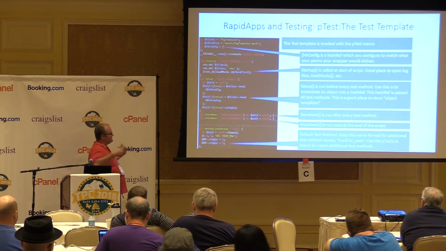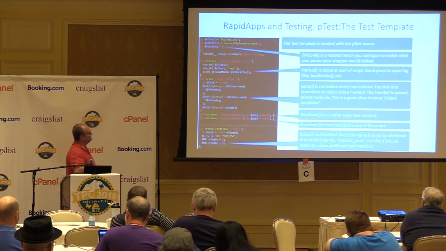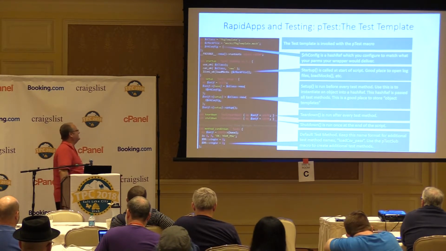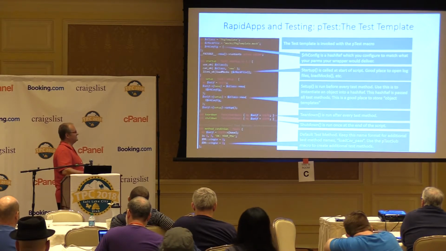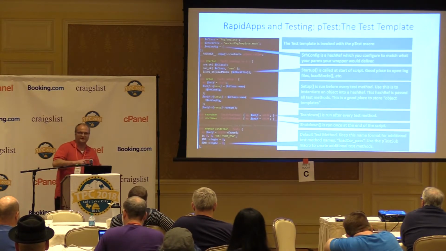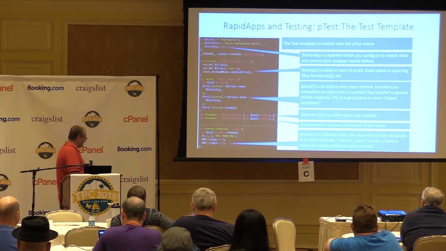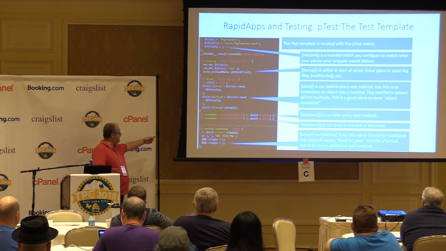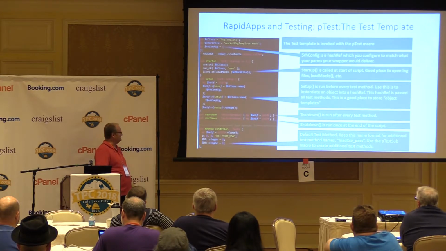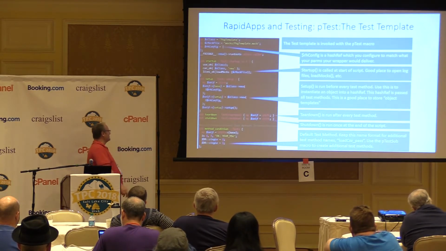The teardown is the opposite of the setup. It's run after the test method. And then there's shutdown. Shutdown runs at the end of the script, close out a log file, close a database, that type of thing. And then where the bulk of the work is going to be is in this bottom template boilerplate that's here, where you've got method, underbar, condition.